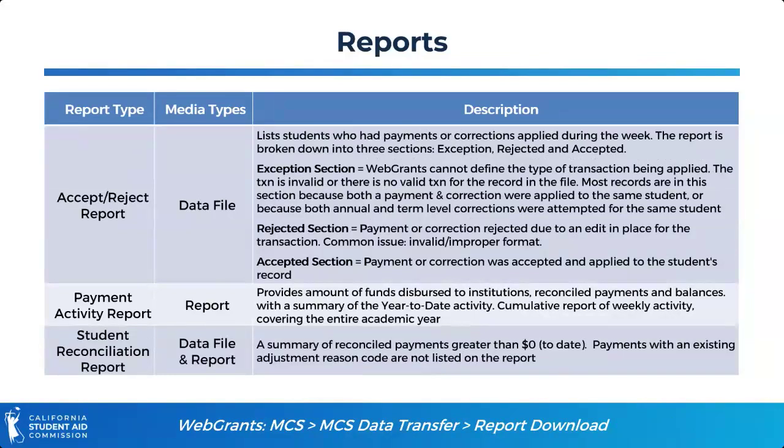We have payment activity report. This provides amount of funds dispersed to the school, reconciled payments, and balances. It also contains a year-to-date activity. So this one, it's like the monthly payment activity report with Cal Grant, or what I like to call your bank statement. We also have our student reconciliation report, and this is a summary of reconciled payments that are greater than $0, and payments with an existing adjustment reason code are not listed on this report.